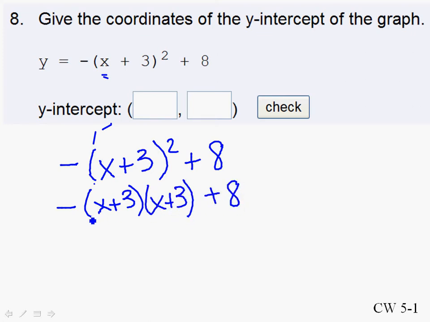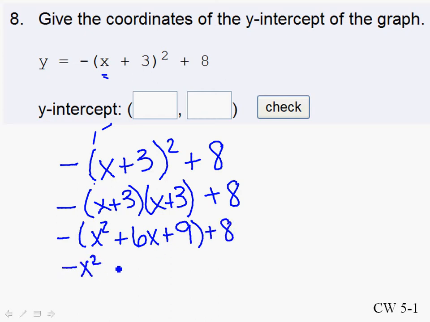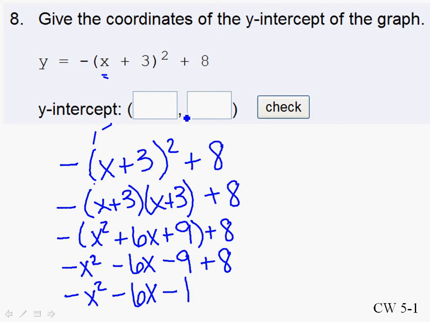plus 8, which is x squared plus 3 plus 3 is 6, x plus 3 times 3 is 9, plus 8, which equals -x squared minus 6x minus 9 plus 8. So our new equation in standard form would be -x squared minus 6x minus 1. So we know that the y-intercept is always where x is 0. What is y? It's going to be -1.